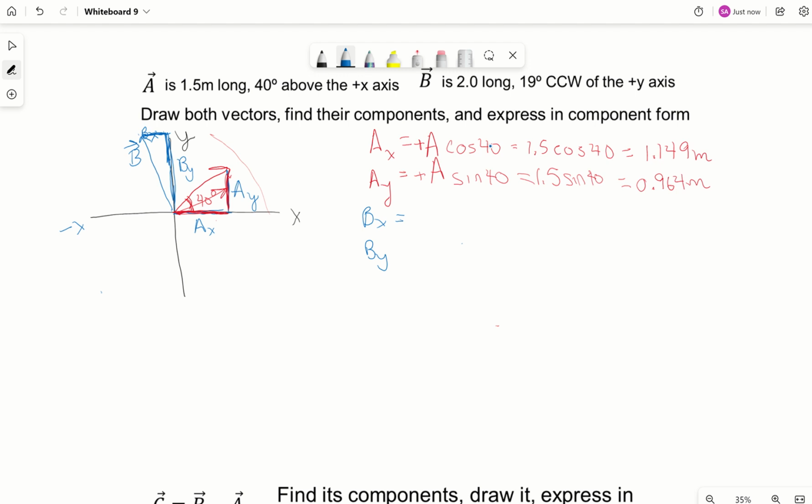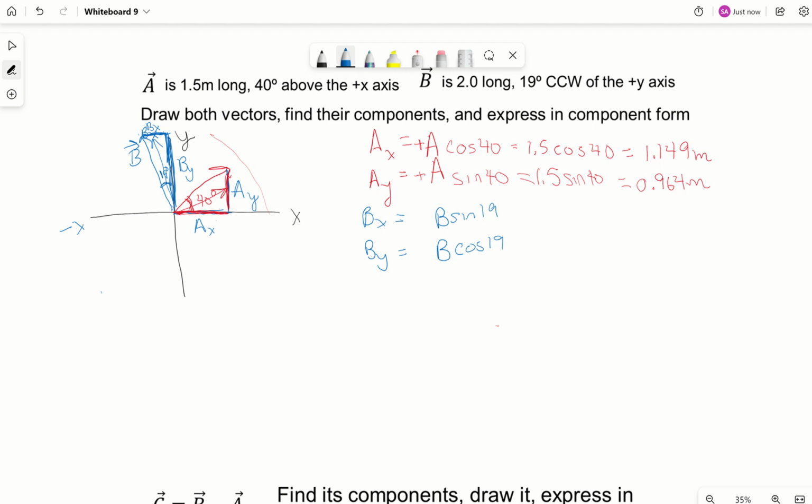we're going to do the same thing. It's going to be b, the magnitude of b, which is 2, times either sine or cosine. We've got to look at the picture and remember the small angle in there is 19 degrees. Now let's look at my x component and my y component. My x component is up here at the top, and that is opposite to my angle. So bx is going to be sine of 19, and by, that side is touching the angle, so it's adjacent, so that's going to be cosine of 19.